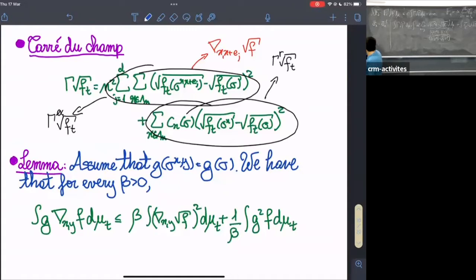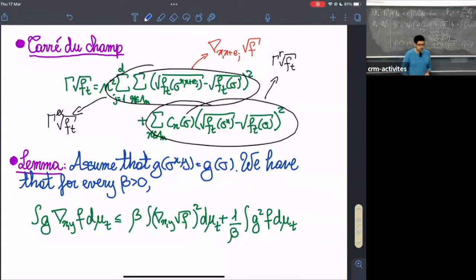But what happens is that you also have to write this gradient, no? You have to do this, no? So you have to write this difference, f of sigma xy minus f of sigma, as the difference of the square roots times the sum of the square roots. You do that. And then you do Cauchy-Schwarz, where one of the factors is this guy here, and the other is g times this guy here. And then you get that, and this number 2 goes away because you get the square of this guy, and you are going to estimate the square of the sum by twice the sum of the squares, and then you have two terms, so that gives you a 4 that cancels the numbers. So it doesn't really matter; it's just a constant.